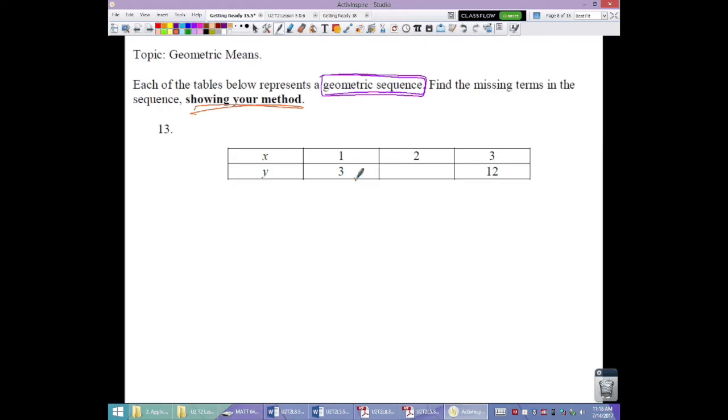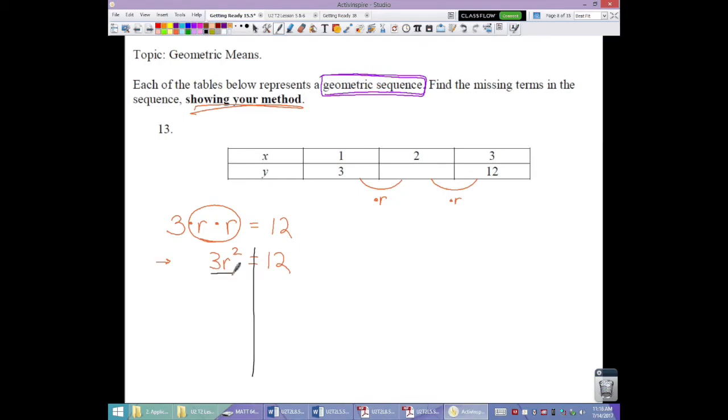That means I multiplied 3 times some value, I'm going to call it r, to get this second term, the one that's missing. And then I multiplied that by the same value r to get to 12. So the way I would set this equation up is I'm starting at 3, I'm multiplying by r, then multiplying by r again, and I end up at 12. Well, we all know that r times r is actually r squared. So you'll probably start your work at this step rather than the one above there. So 3r squared must equal 12.